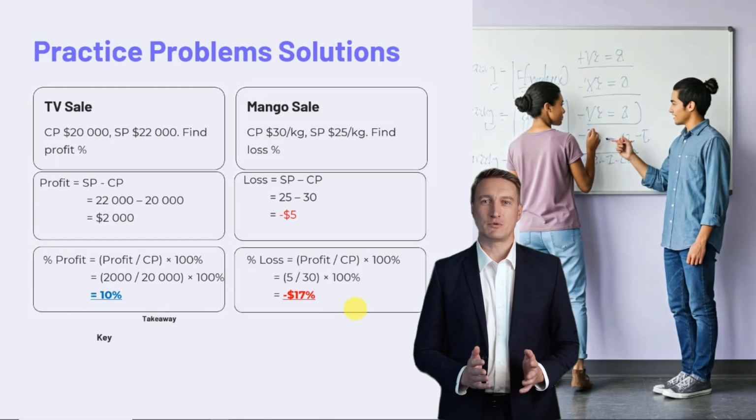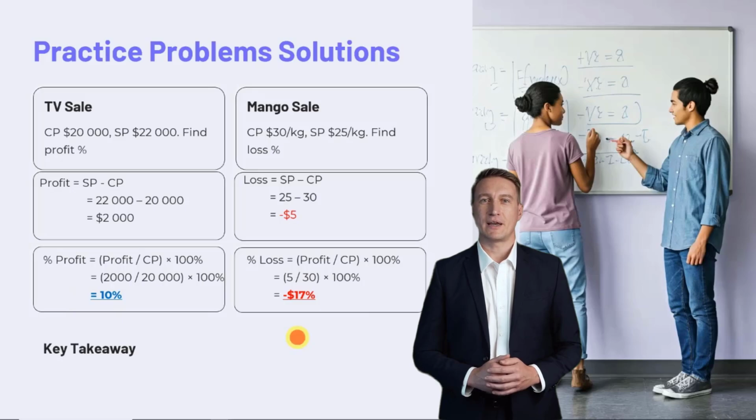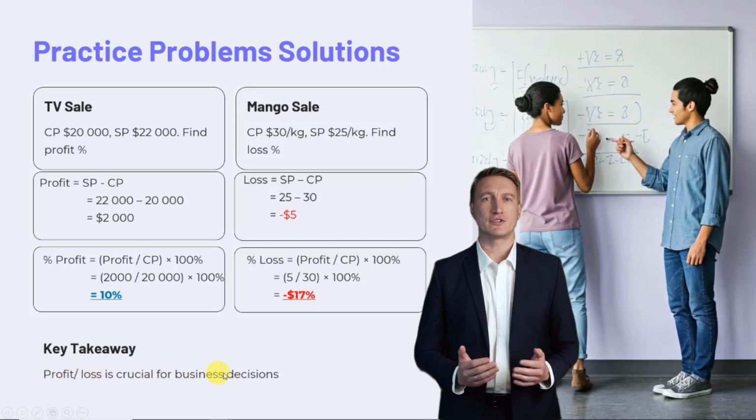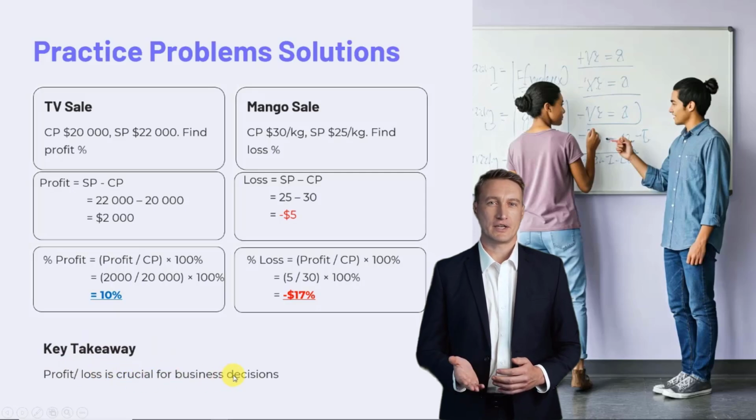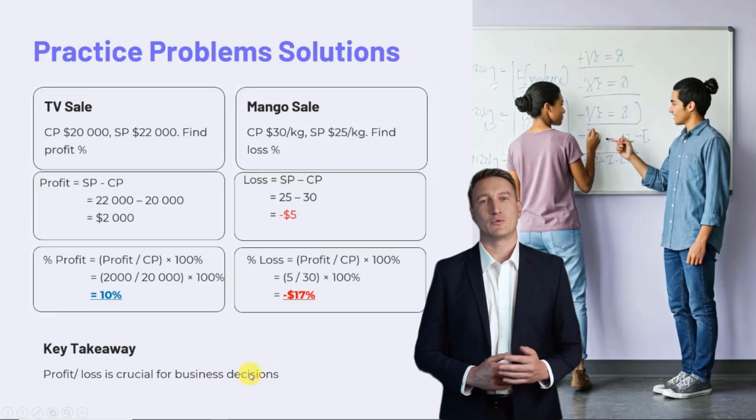Righto, what do we take away from this whole lesson? The key takeaway is that your profit or loss is crucial for business decisions. Guys, this is really very, very crucial that you have got your figures right, you've got your numbers right. In big businesses, that's why they've got chartered accountants and accountants working on their books every day, so they can know if they're making a profit or not. So you can take decisions early enough to save yourself from going bankrupt.